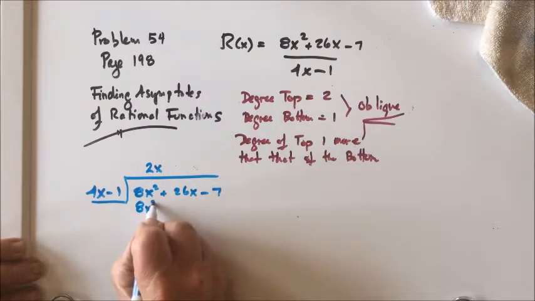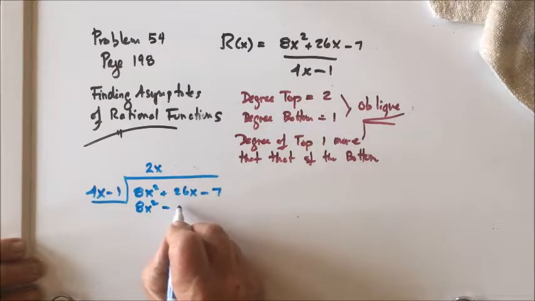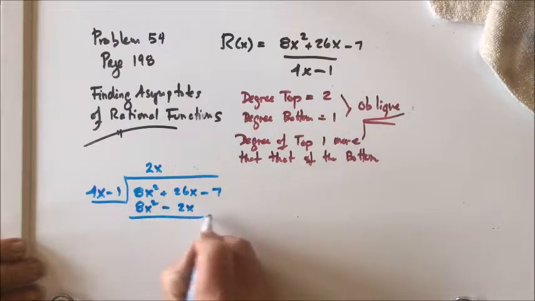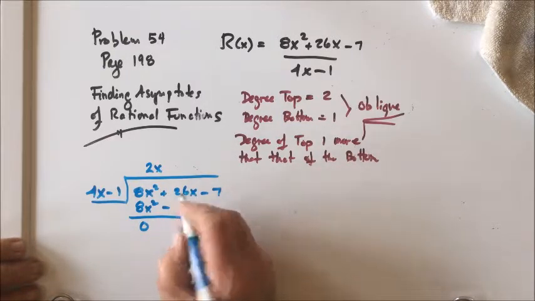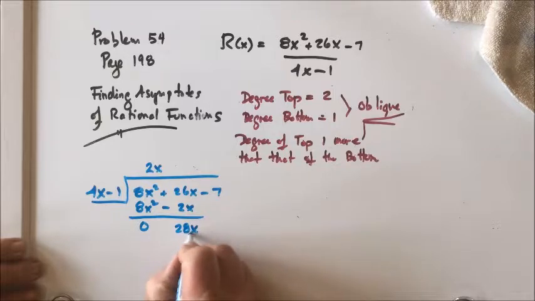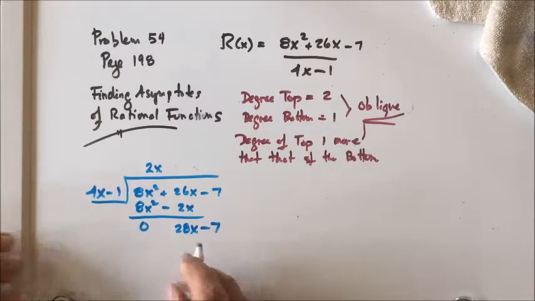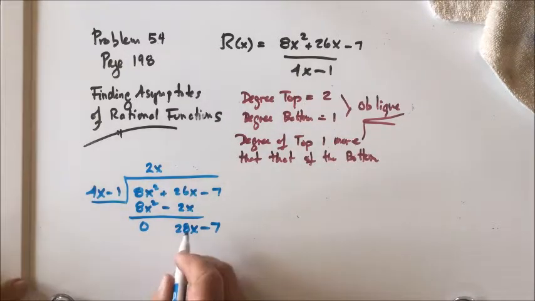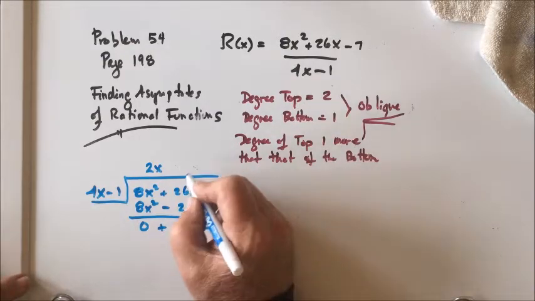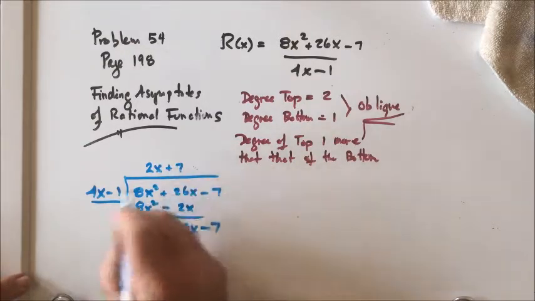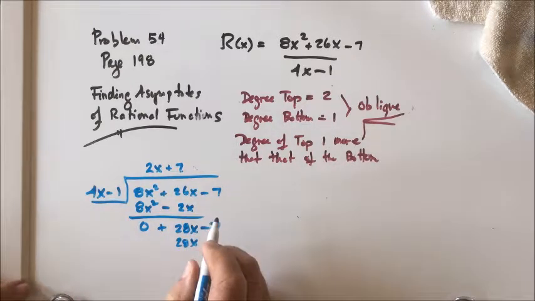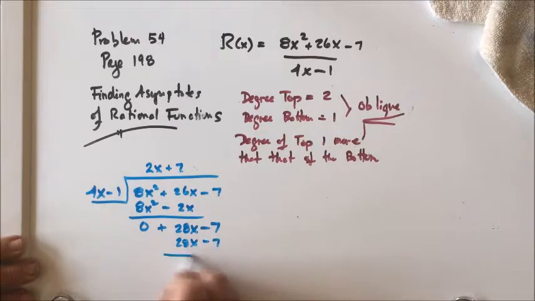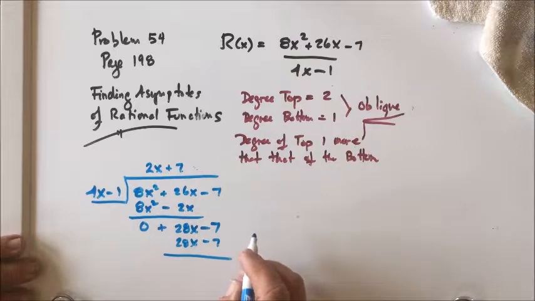I'm going to write down an 8x squared here. I'm going to multiply this term by that. I'm going to subtract these. I'm going to get 0. I'm going to get 26x minus minus 2x is 28x. And I'm going to bring down the 7. And I'm finished with that iteration. And I'm going to do this again. I'm going to put a 7 right here because 7 times 4x is 28x. And 7 times minus 1 is minus 7. And there you have it.